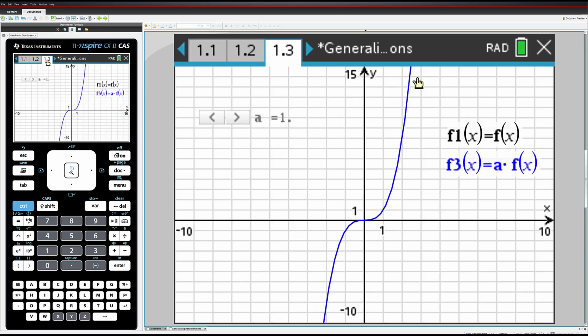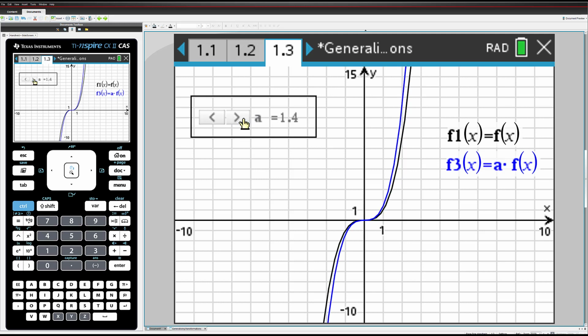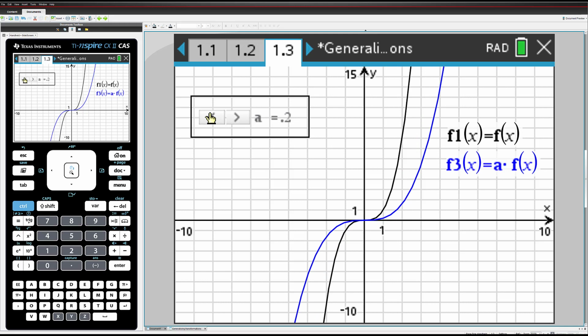And we'll go back over here. Now a is 1, so they're the same graph. As we make a bigger, the graph gets stretched away from the x-axis, so it becomes taller and thinner. As a gets less than 1, the graph will get wider and flatter because we're multiplying all of the y values by, in this case, 0.2. We're dilating the graph by a factor of 0.2 from the x-axis. So that's going to squash it down. But it's all about that vertical stretch away from the x-axis, and you're stretching by a factor of a.